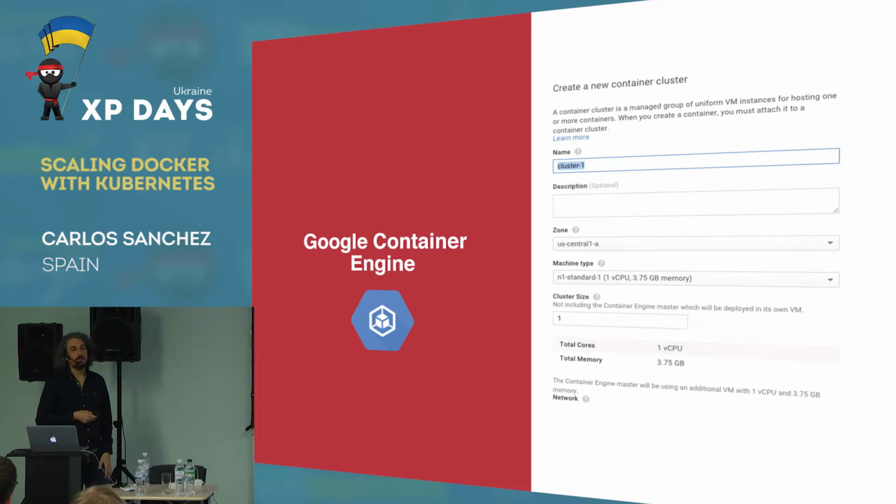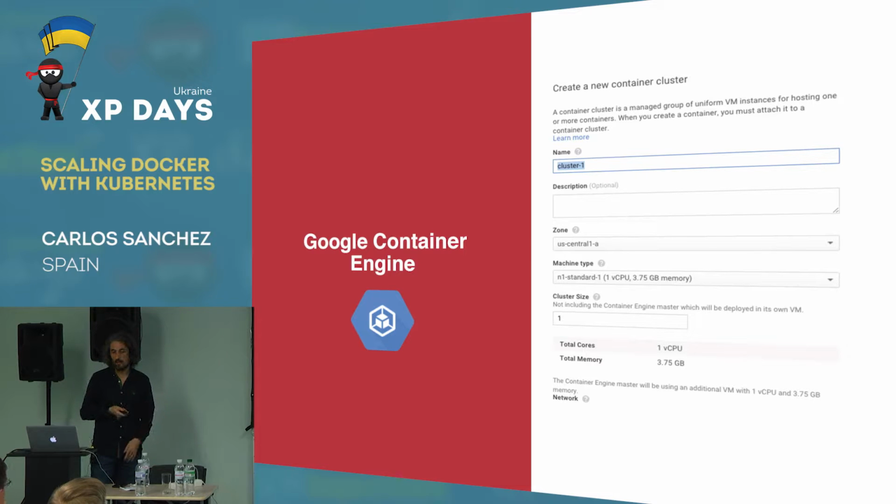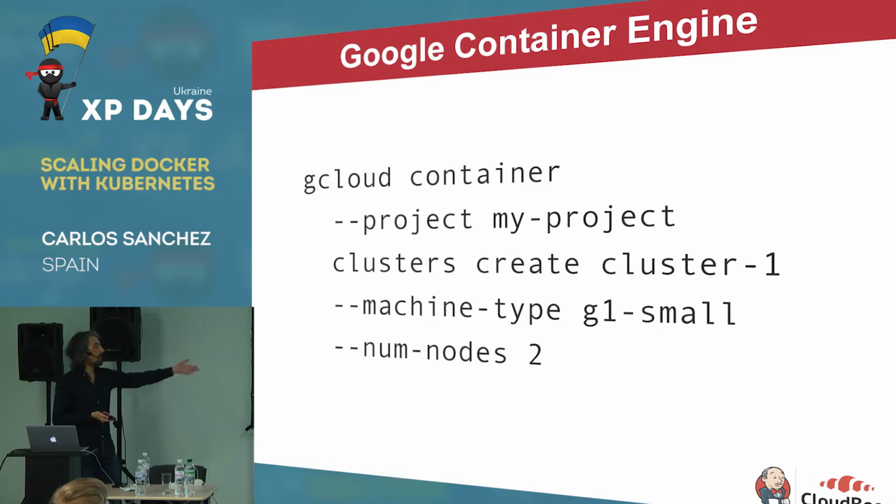And Google will do that for you, and will take care of the infrastructure side of it, and will tell you where the API is running and so on. And the other way is to do the same thing through the command line. Basically, with the gcloud command line, you can do the same thing.